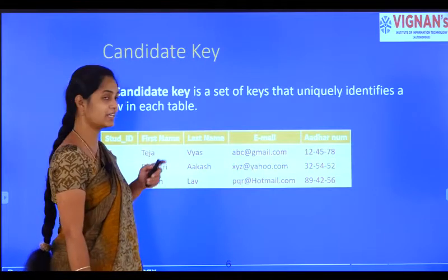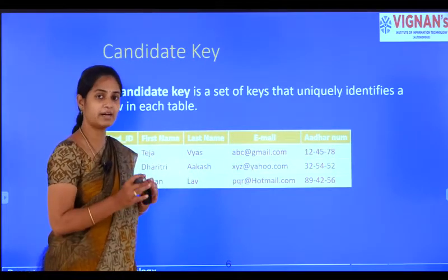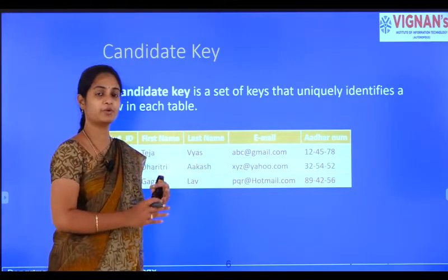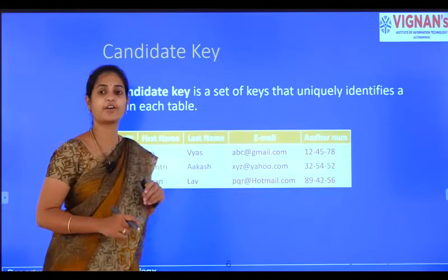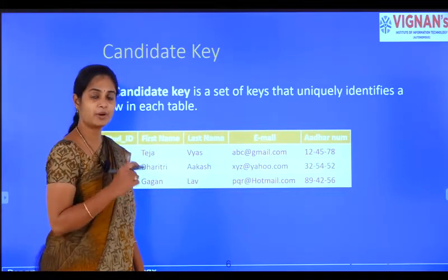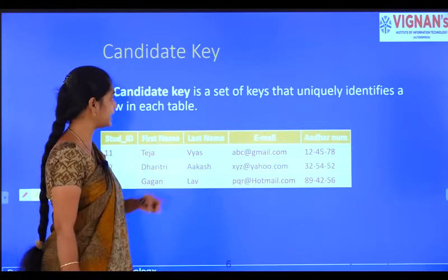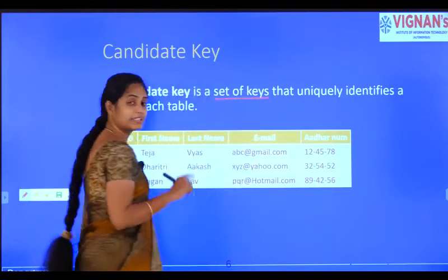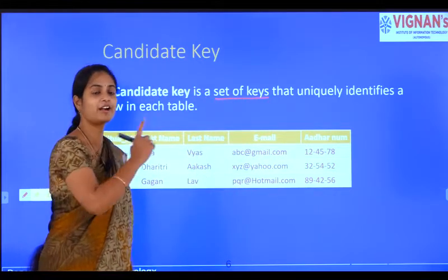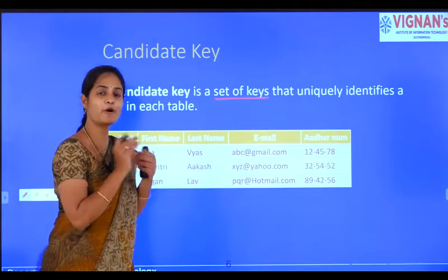The first one is candidate key, right? A candidate key is nothing but a set of attributes that uniquely identifies the tuple or a record of a relation. So what is a candidate key? A candidate key is a set of keys. See here, a single key cannot be called a candidate key. A candidate key always comes as a group of attributes.